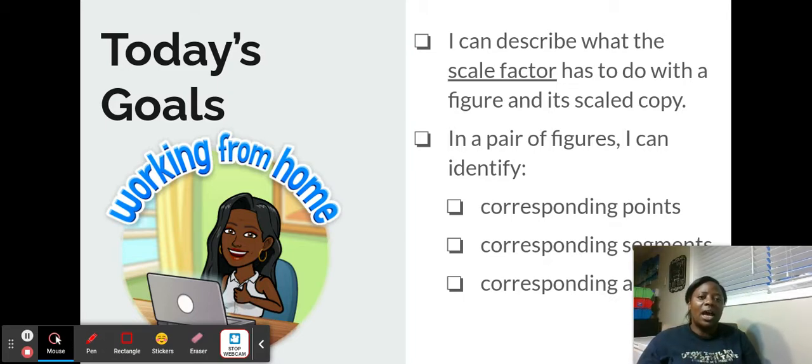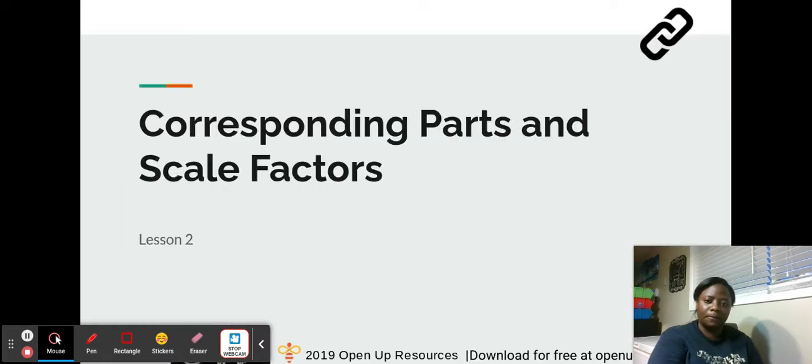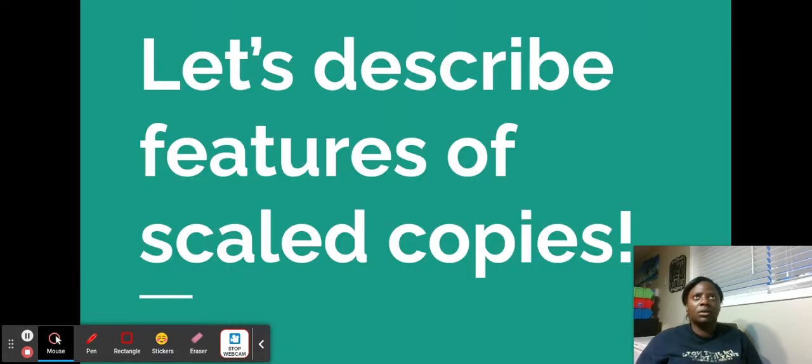Okay, so today we have two goals. One goal: I can describe what the scale factor has to do with the figure in the scale copy. Our second goal: in a pair of figures, I can identify corresponding parts, corresponding line segments, and corresponding angles. First things first, before we get started, can anybody tell me what a scale copy is?